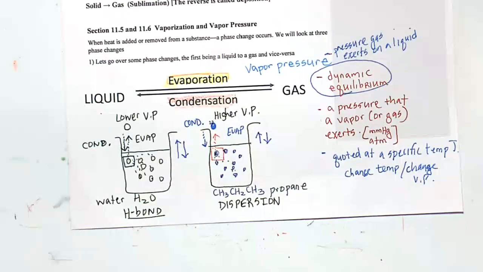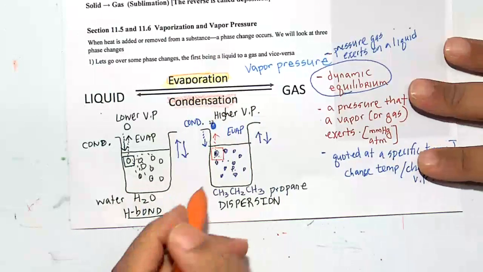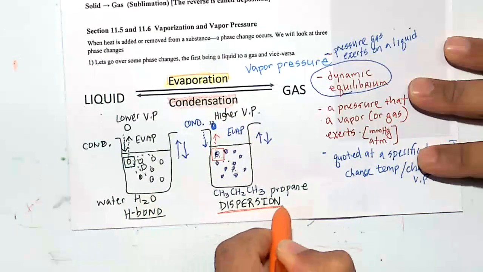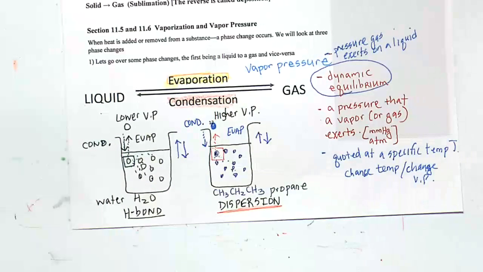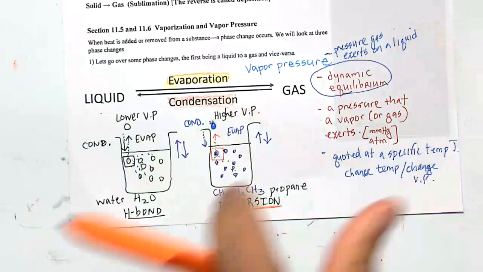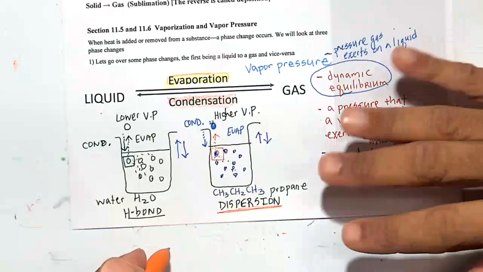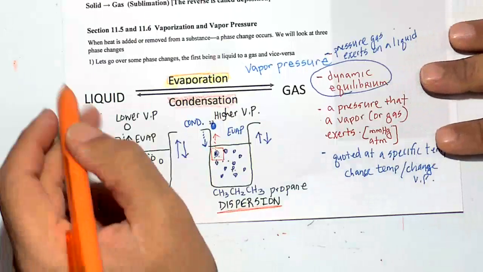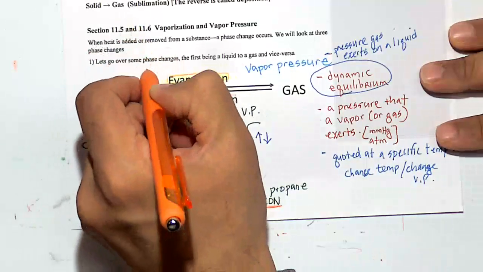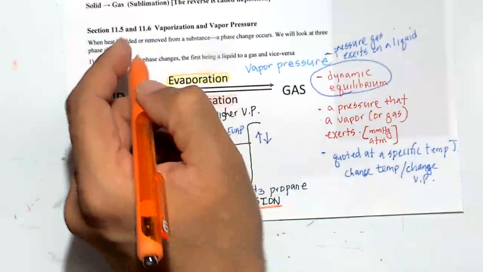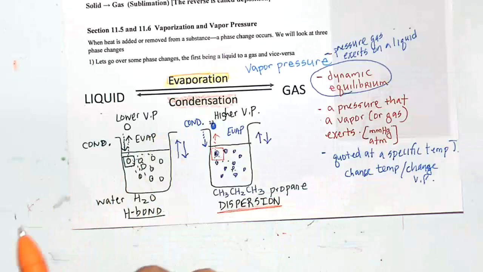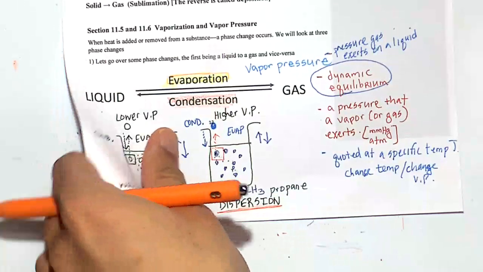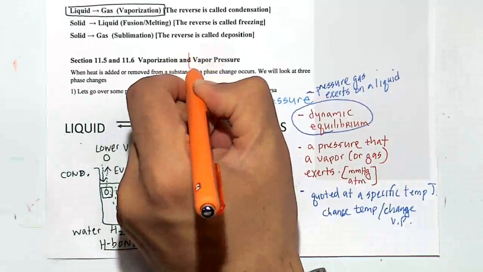So you guys are correct. Very good. This has a higher vapor pressure, but for the explanation, make sure you say dispersion. Hydrogen bonding is for water. So that is the idea behind dispersion, and that is the idea behind hydrogen bonding. They all relate to vapor pressure. This all comes down to which has the highest vapor pressure and which has the lowest vapor pressure.